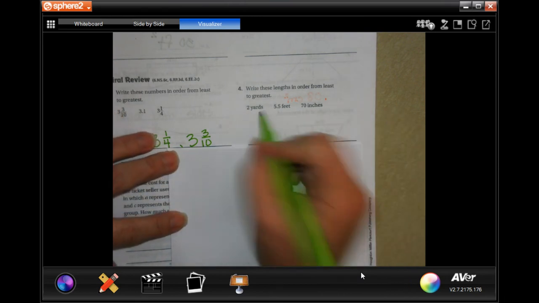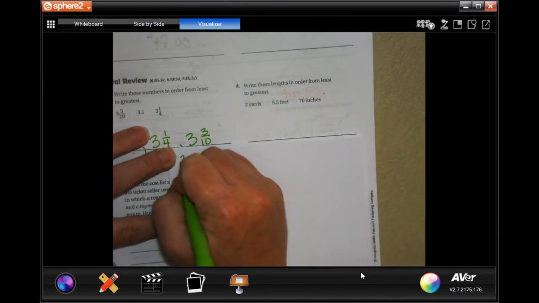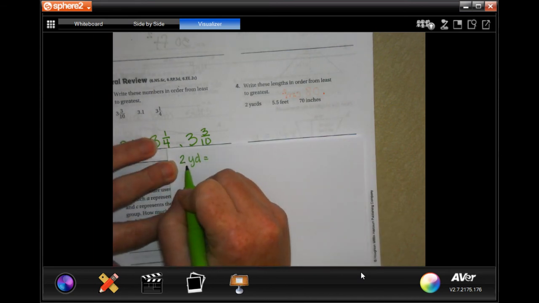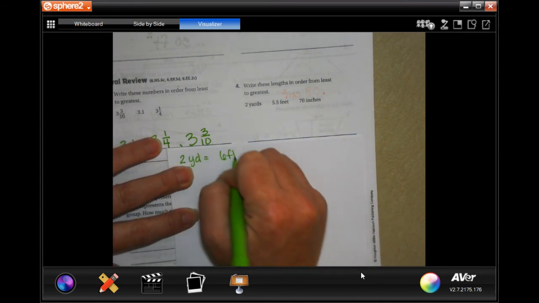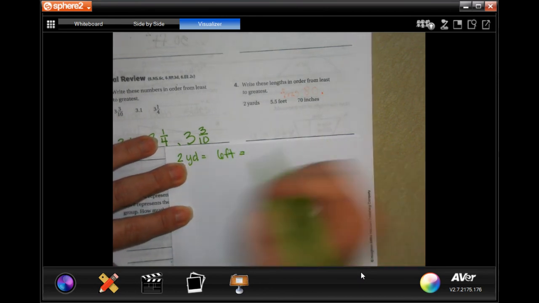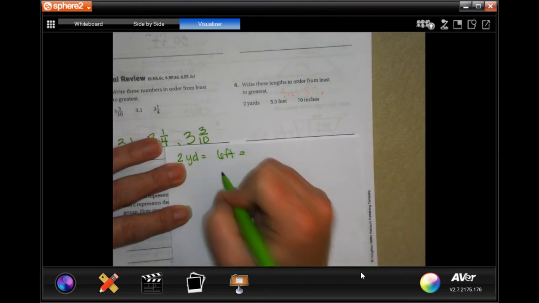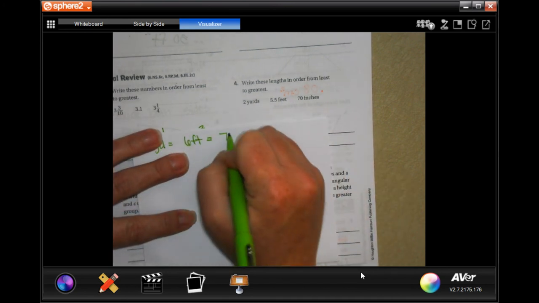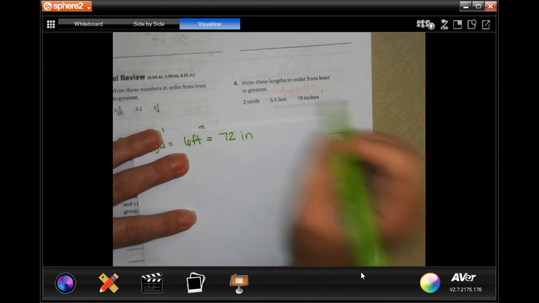So to get 2 yards, well, each yard is 3 feet. So 2 times 3 is 6, so 6 feet. And there's 12 inches in each foot. So 6 times 12 is going to be 72 inches.